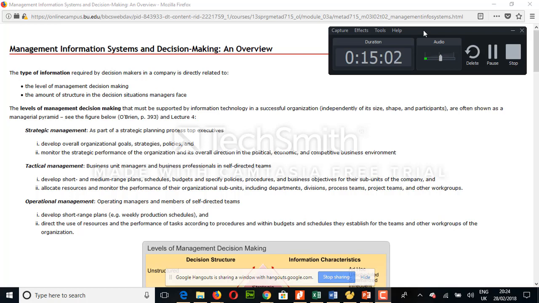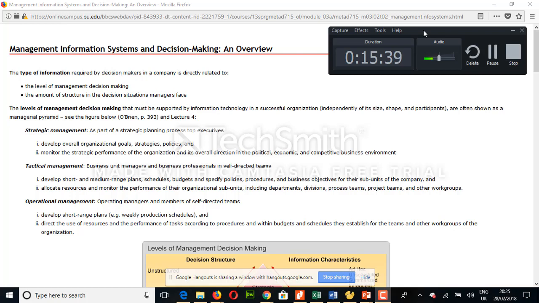Now, briefly, the strategic managers or strategic management deals with the overall organizational goals, strategies, policies, long-term strategies, etc. And they monitor the strategies to ensure that the organizations are performing. So their direction is more economical, political. They look at economics, politics, competitive business environment, etc. So they deal with how they can survive, considering several external factors, using inside resources.